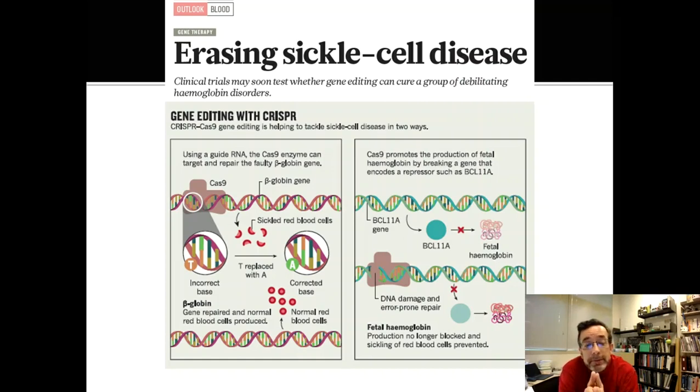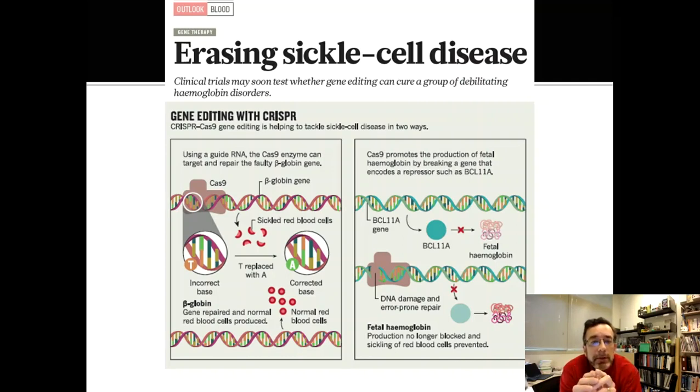Here's just a little taster about what you can do with gene editing with CRISPR. You have the incorrect base, a T, in the beta globin gene. You can replace it with an A, and then you have normal red blood cells. All the details about the Cas9 and how it works will come later.